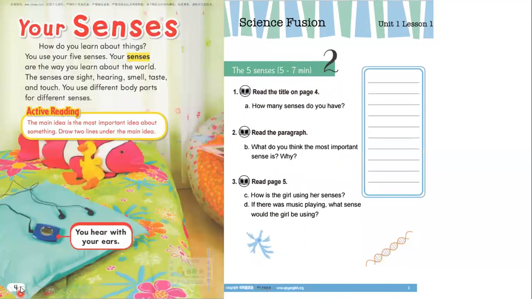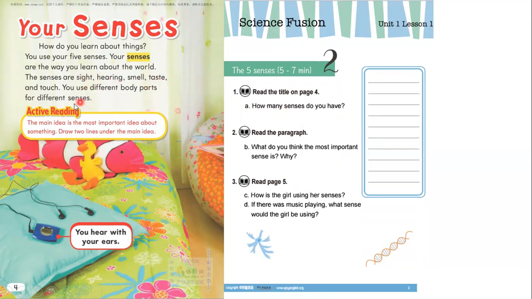Now, because these are beginning level students, we want them to practice their reading. So have them read the paragraphs on each page. The lesson plan also has auxiliary questions, or you can make up some of your own. For instance, how many senses do you have? Do they know that? Can they count them over here?